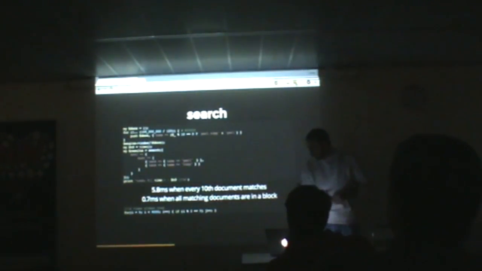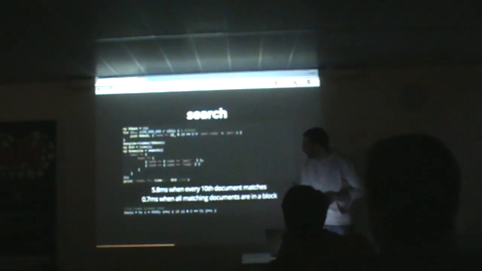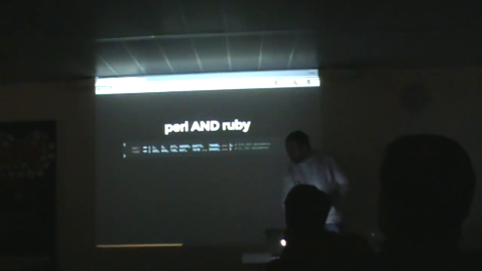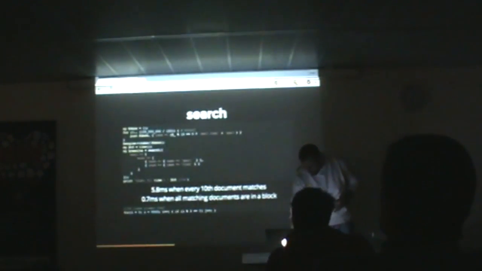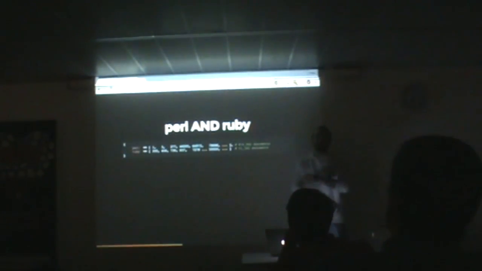Which, by the way, is almost as fast as this. It's only 14 times slower than this, just counting the even numbers from 0 to 9,000. So why is that? That's almost a 10 times difference between having the documents in a block and having them every 10 documents.